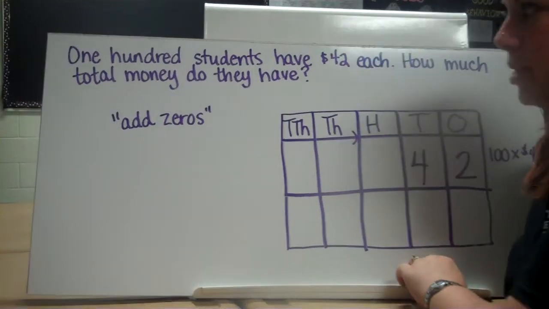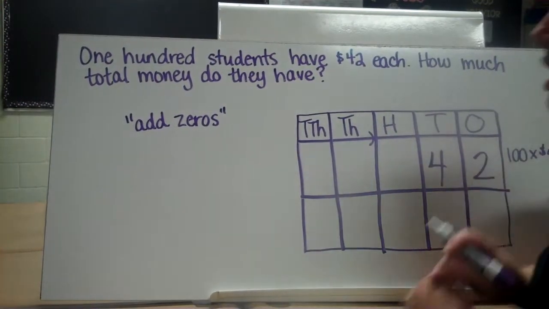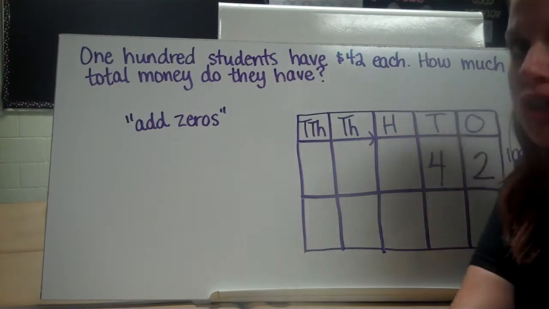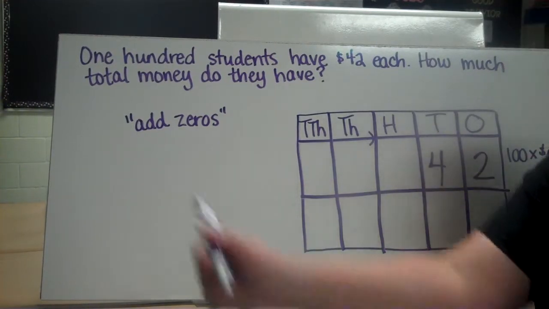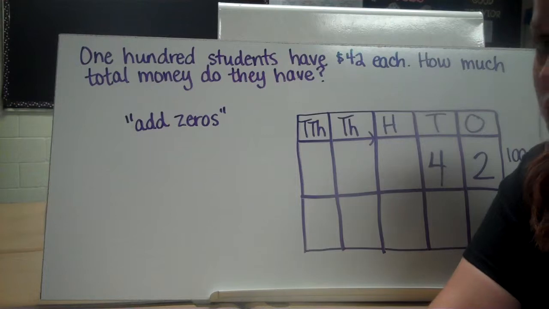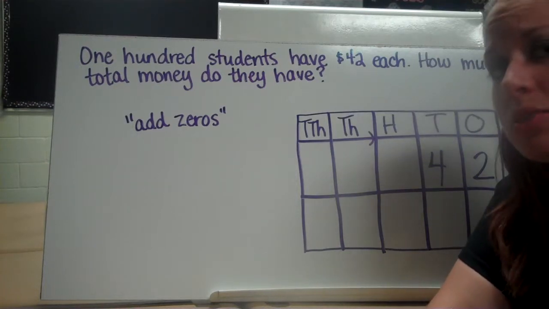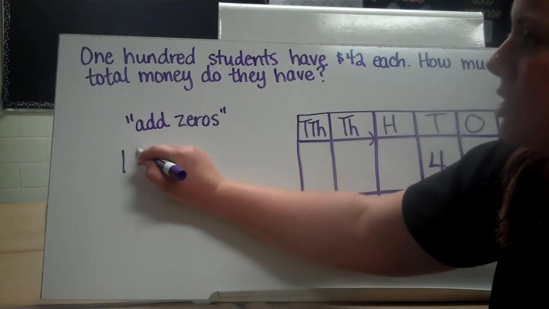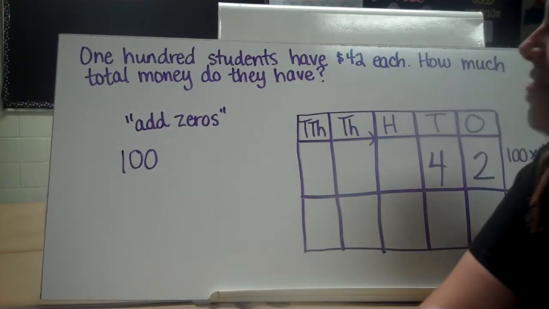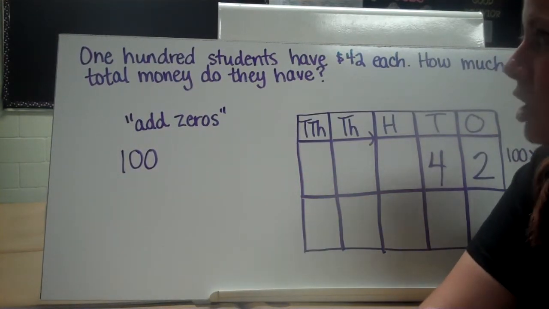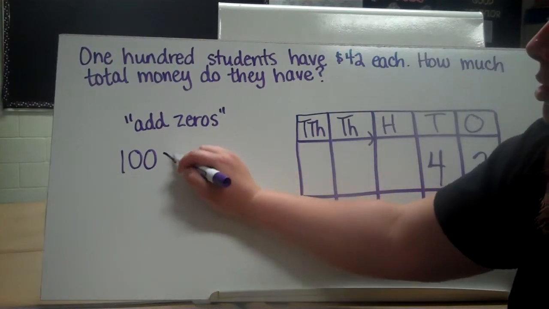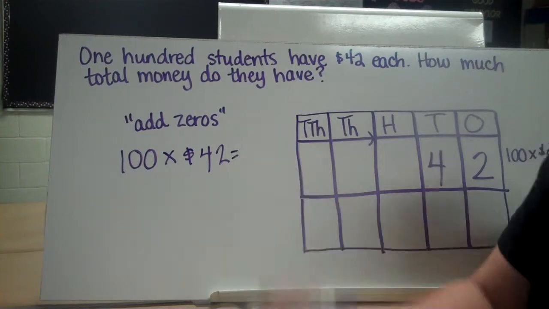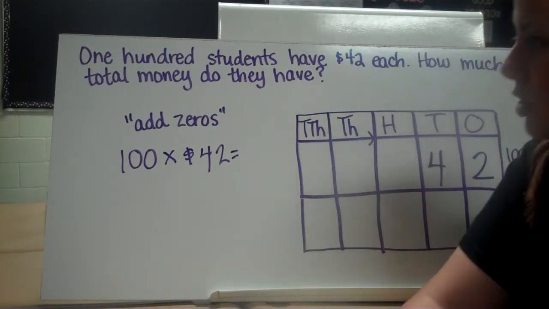Here's another problem. 100 students have $42 each. How much total money do they have? I'm going to do the add zeros one on this one because I find that this is the easiest way to do place value problems. So I have 100 students. They each have $42. So I have to multiply by 42. And I'm going to do my add zero strategy.